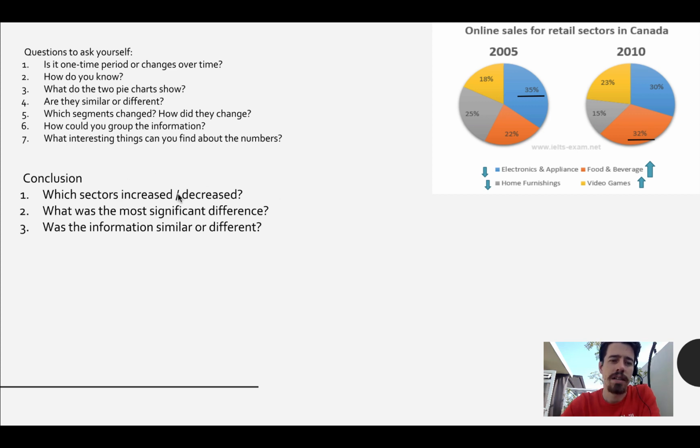So you could say which sectors increased or decreased. What was the most significant difference? And was the information similar or different? So you just pick one of these. You do not need to do all 3. Like the introduction, in the conclusion there should be no numbers, no specific information. Okay, so pause the video now and write your conclusion.